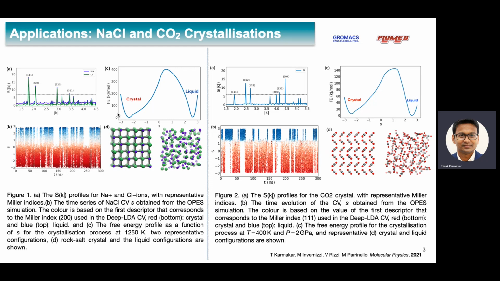The CV profiles are shown in panel B, and they help us to calculate the converged free energy profiles, which are shown in panel C, and two representative profiles, one for the liquid, another for the crystal, are shown on panel D. So this method is essentially very efficient in terms of studying crystallization from melt.